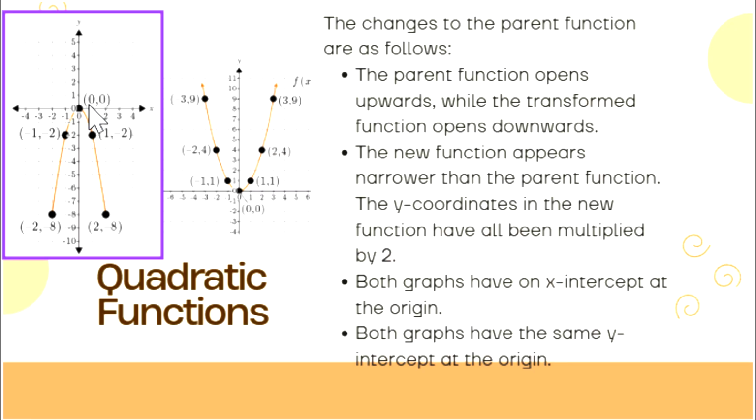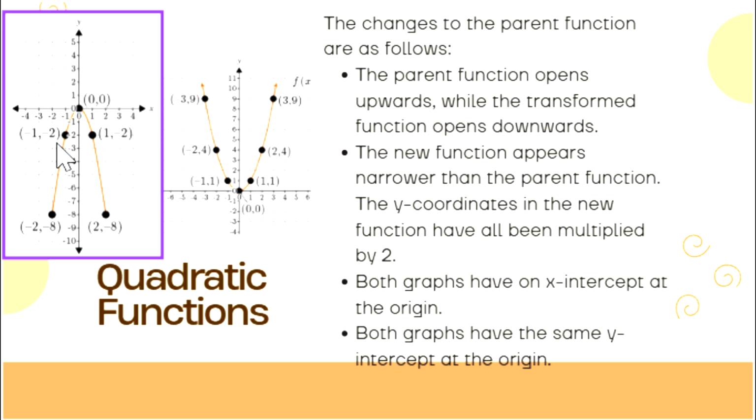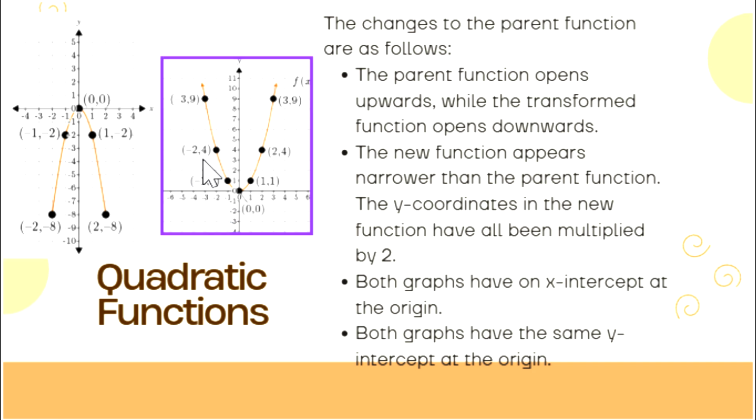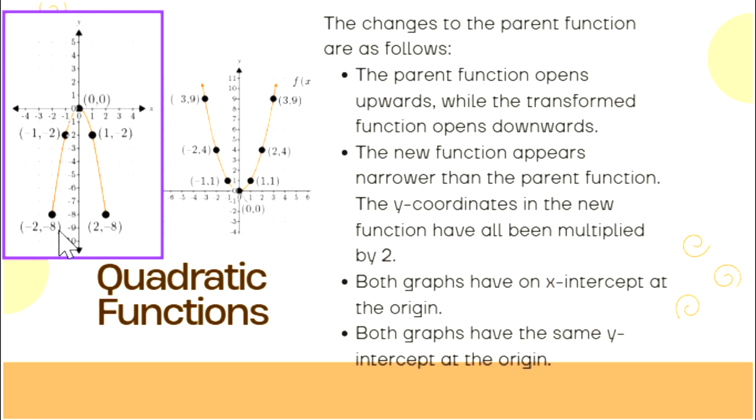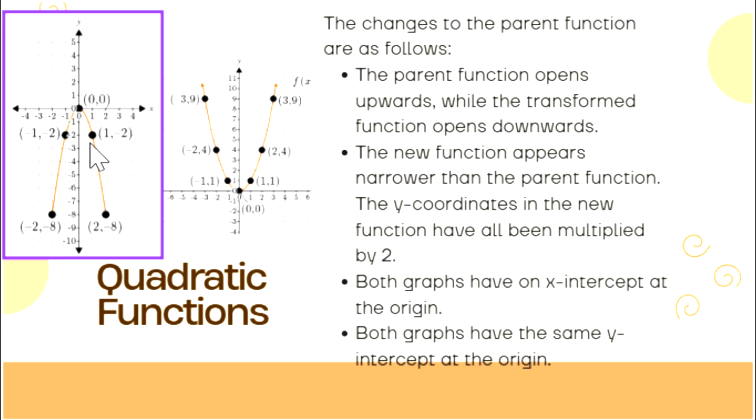So if you look here, we have like (-1, 1). It got changed to (-1, 2). So the y-coordinate changed. It got multiplied by 2. (-2, 4) became (-2, 8). So they're looking at these numbers and going, okay, well, if I multiply this one by 2, I get this point.